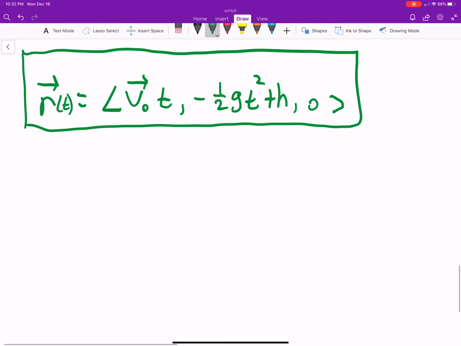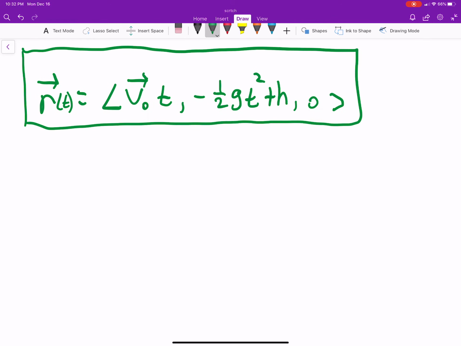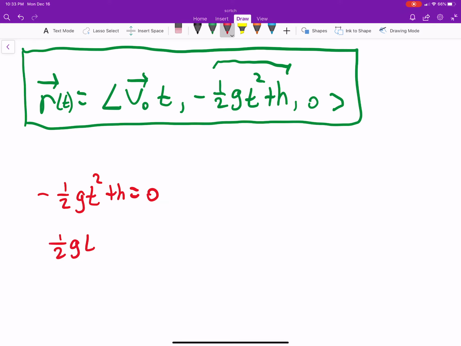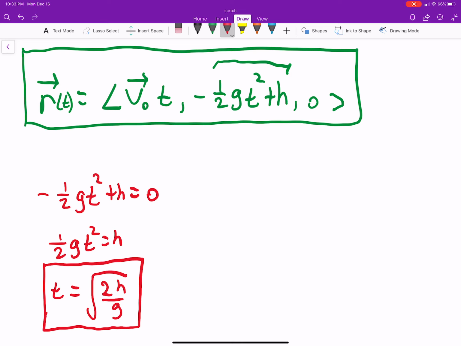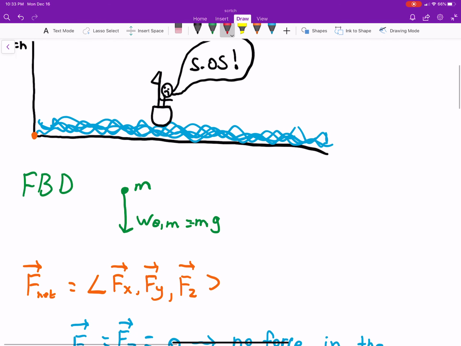Okay, so we want the height to be 0. We want it to hit the ground. And the y portion is our height. So 1/2 gt squared plus h must equal 0, or 1/2 gt squared equals h. t equals the square root of 2h divided by g. So that's the time. Now we want to know, not the time, I think I want to know the distance.